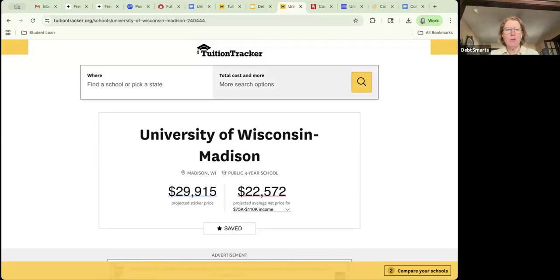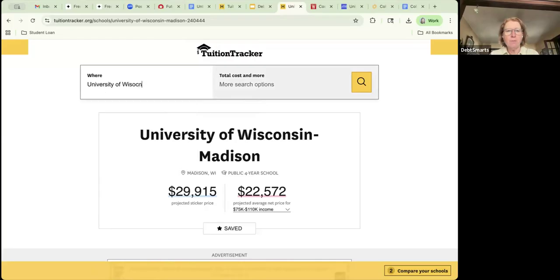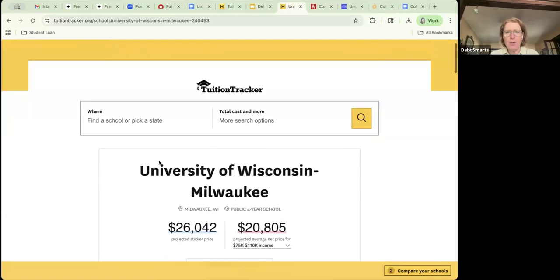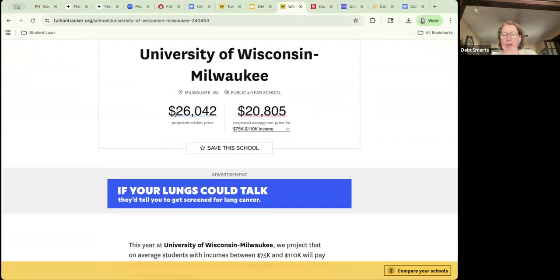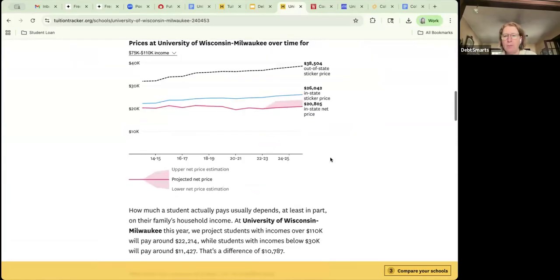All right, I'm going to put in University of Wisconsin, Milwaukee. All right. So here you can see the sticker price is several thousand lower than it was for Madison, a lot lower than it is for Beloit. We're going to save that school. You can see that net price does come down a little bit in that net income bracket.